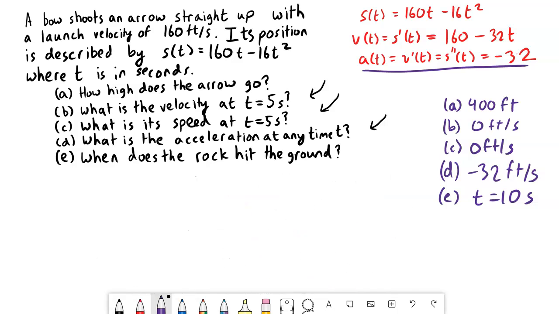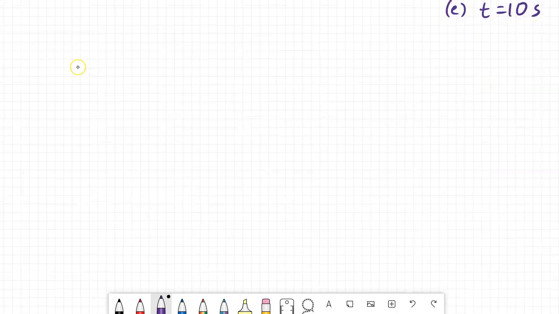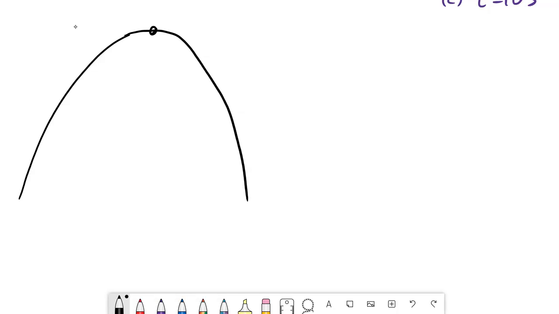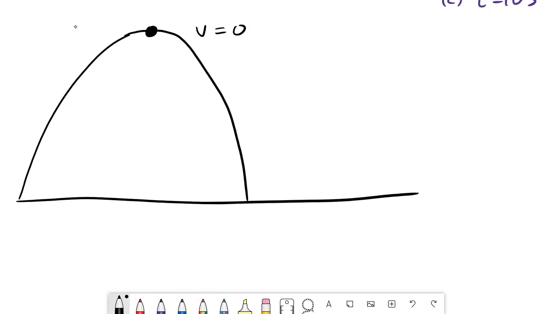So I'm going to write a quick summary of motion like this. When you throw something in the air and it makes, let me draw it better, you throw something in the air and it makes the parabola shape. Here is the max height. Something special about the max height is that the velocity is 0. This is the ground. Here and here are when its position is equal to 0.